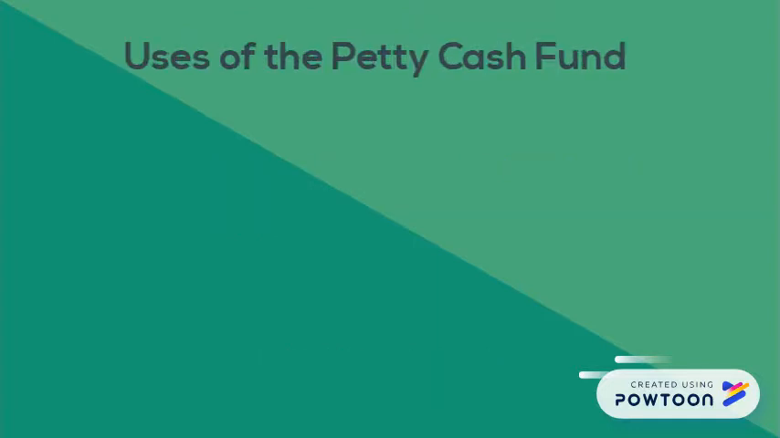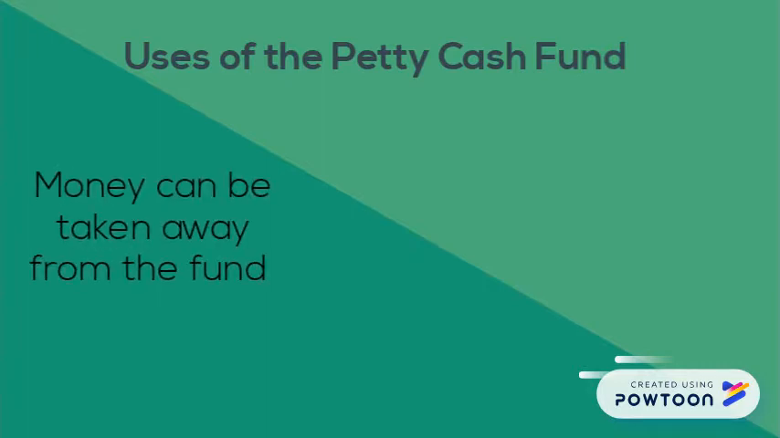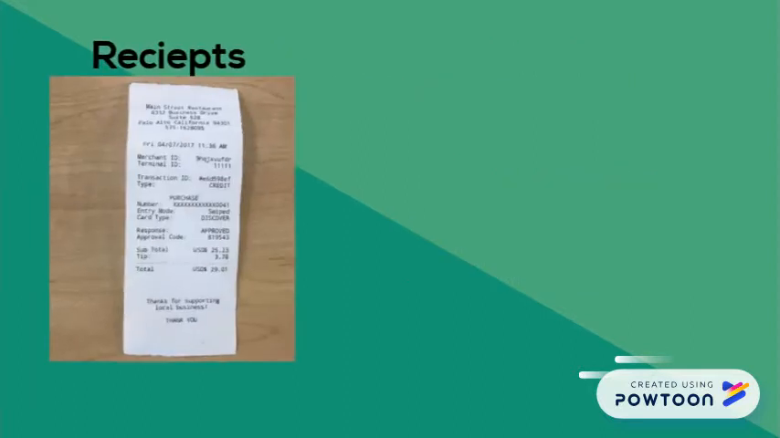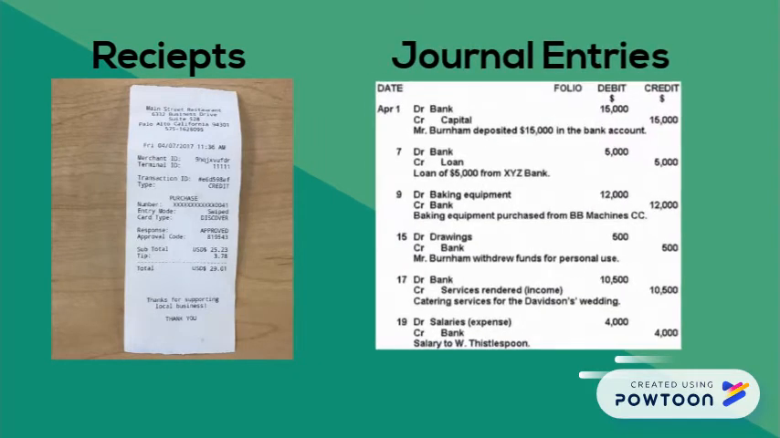There are two things employees can do with the petty cash fund. That is, they can take money from the fund, or money can be reimbursed back into the fund for payments made by the employee. In either circumstance, receipts must be collected and journal entries must be made when the fund is replenished. When the petty cash fund is continuously used, at a certain point these funds must be replenished.